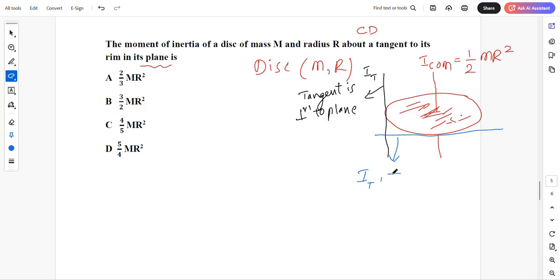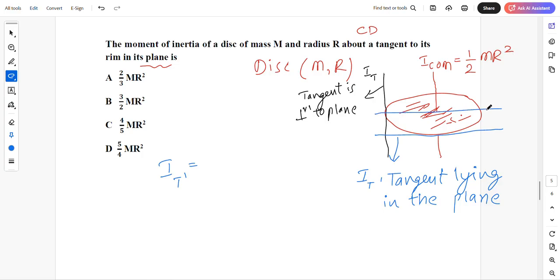Okay, this is a tangent lying in its own plane. Okay, that is what you are asking. How much is IT dash? You are asking, that is nothing but what? Now you can write a diametrical axis. I will call this the diametrical axis.